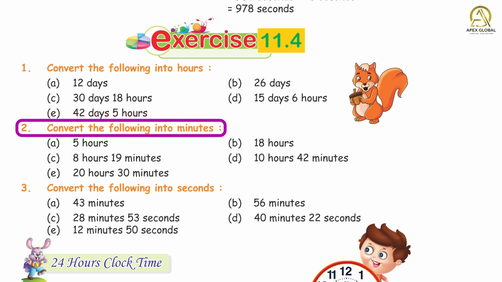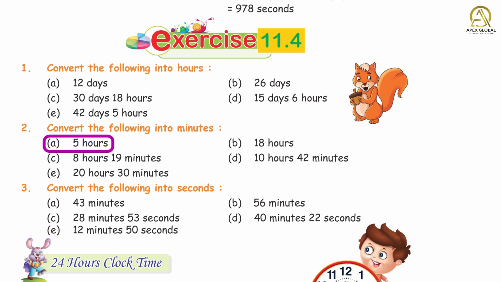Question 2. Convert the following into minutes. A. 5 hours, 300 minutes. B. 18 hours, 1080 minutes. C. 8 hours 19 minutes, 499 minutes. D. 10 hours 42 minutes, 642 minutes. E. 20 hours 30 minutes, 1230 minutes.